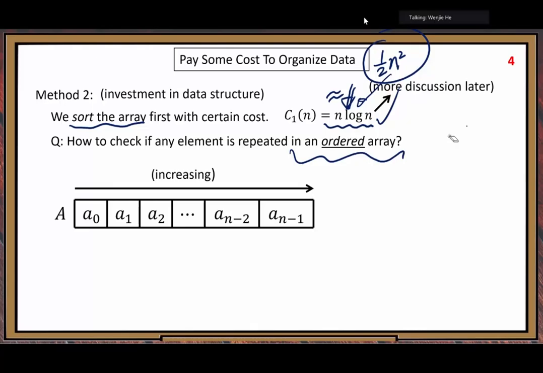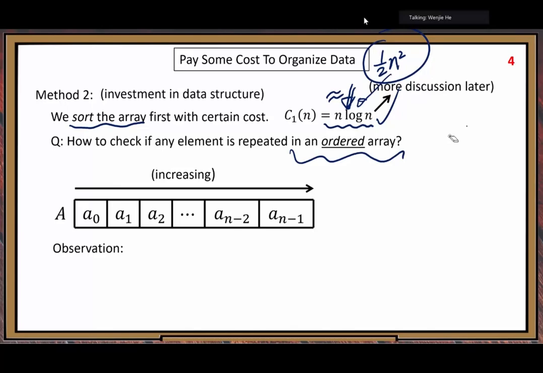So we almost finish it, but just a few more comments. Observation. Why can our second method be better than the first method? Let me recall the main difference. First method, we do not do sorting. We just do the comparison directly. That's our first method. No sorting.